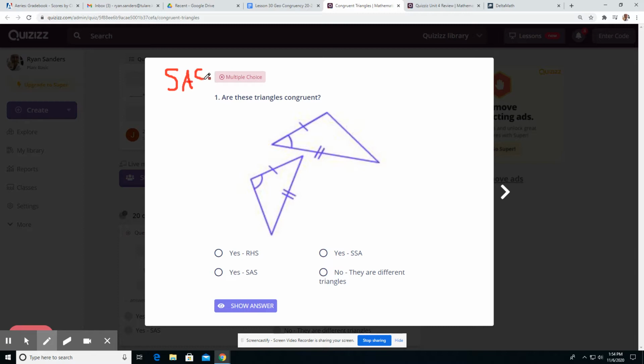Side, angle, side. Side, side, side. Angle, side, angle. Angle, angle, side. Hypotenuse, leg. All right. So whenever we're looking at triangle congruence, it has to be one of these five to match it. So I'll go ahead and show some of my techniques that I'm doing here.